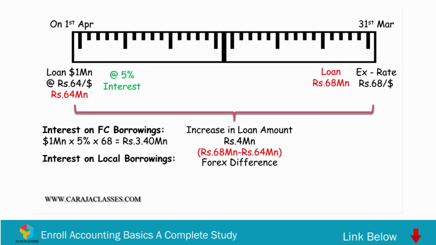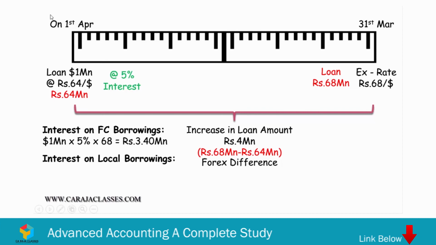Now let us also calculate interest on local borrowing. That is, instead of foreign currency borrowing, if you had borrowed locally, how much would you have borrowed on 1st April? Effectively you have borrowed 64 million. So you would have borrowed 64 million, and on the assumption that you could borrow at 10%, you would have paid 6.4 million. Now look at this. If you had borrowed locally, you would have paid 6.4 million, but by borrowing in foreign currency, you are paying only 3.4 million. It looks like you have saved substantially, but let us not forget one thing.